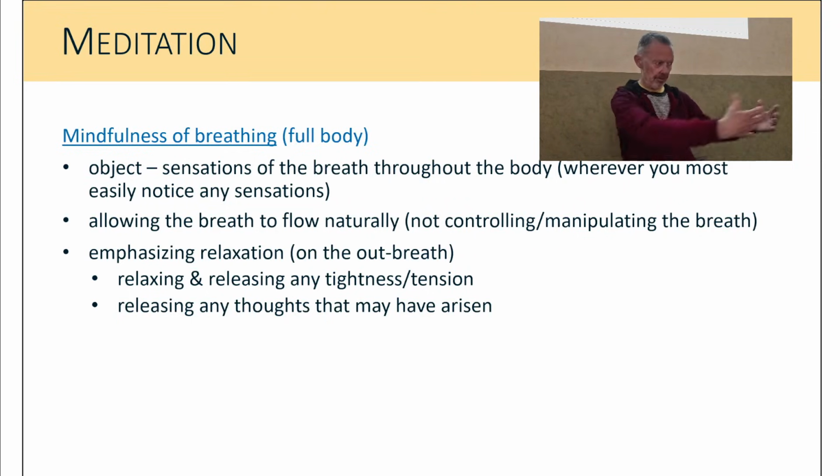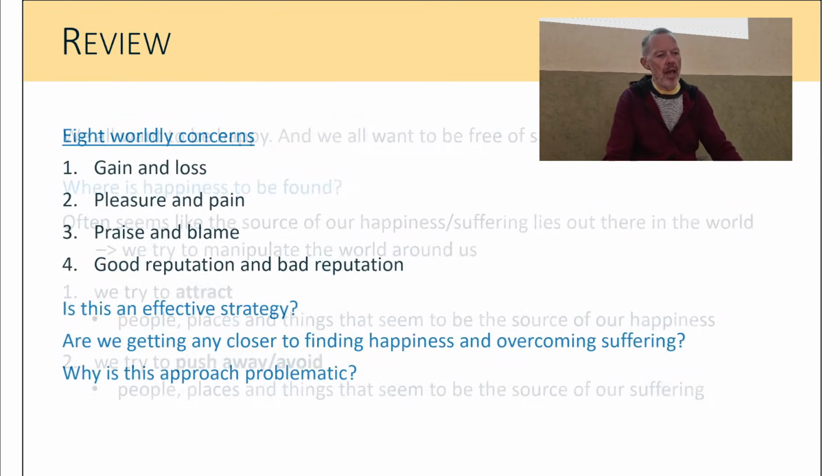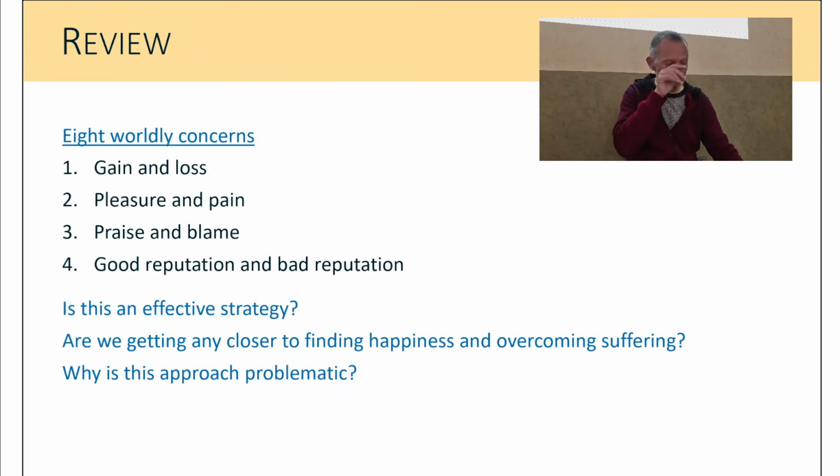And this process of attachment and aversion, trying to attract pleasant, avoid having aversion to unpleasant, this strategy in Buddhism is called the 8 worldly concerns. The 4 things on the left we're trying to get because they seem to be the source of our happiness. The 4 things on the right we're trying to push away or avoid because they seem to be the source of our suffering. But we saw there that no matter how hard we tried to use this strategy, we never seem to find happiness and we're always encountering suffering.